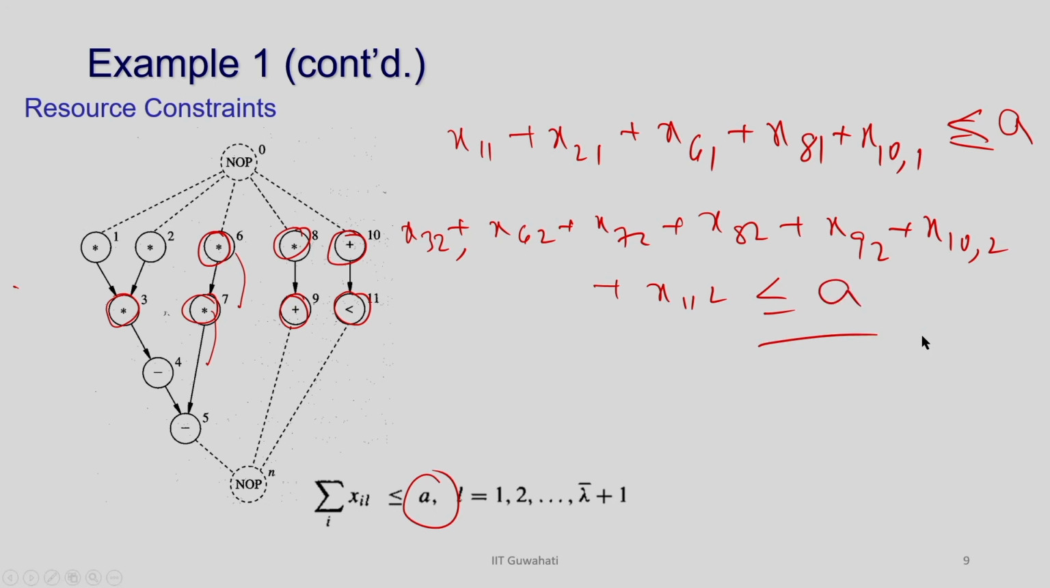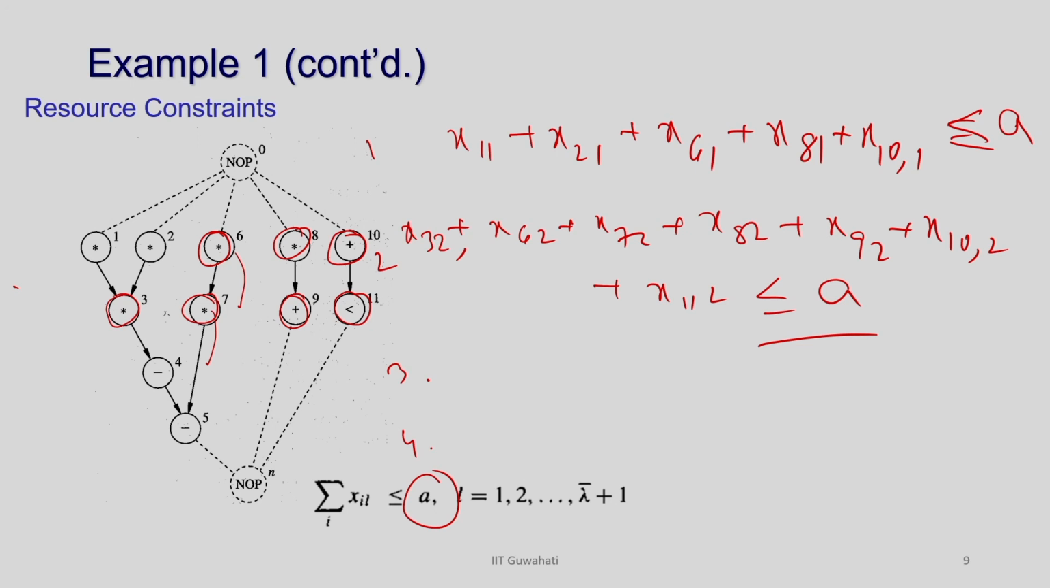So, there are many operations which are likely to be scheduled in timestamp 2: 1, 2, 3, 4, 5, 6, 7 operations can be scheduled, but only if, say, a equals 2, only 2 of them can get scheduled in timestamp 2. This is how I have to write the resource constraint for each timestamp. This is for 1, this is timestamp 2, this is for timestamp 3, this is for timestamp 4. I have to write such operations. So, this talks about the resource constraint.